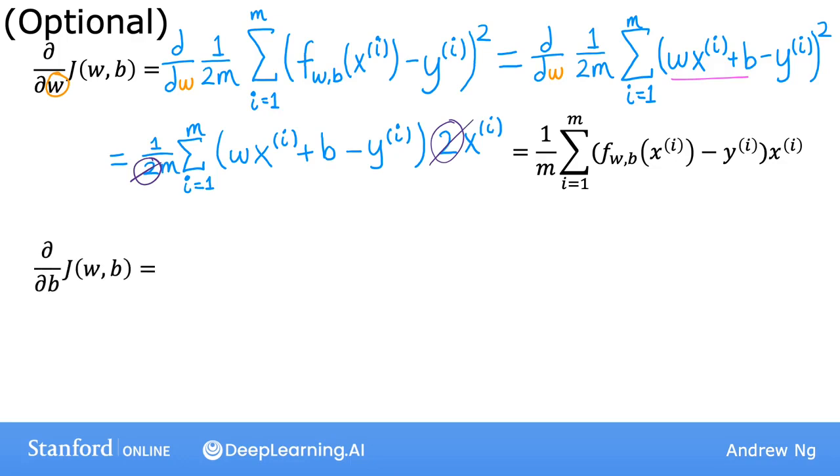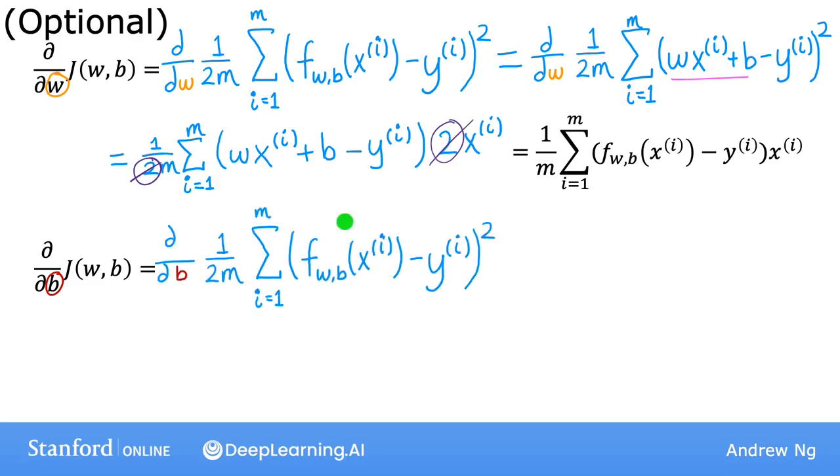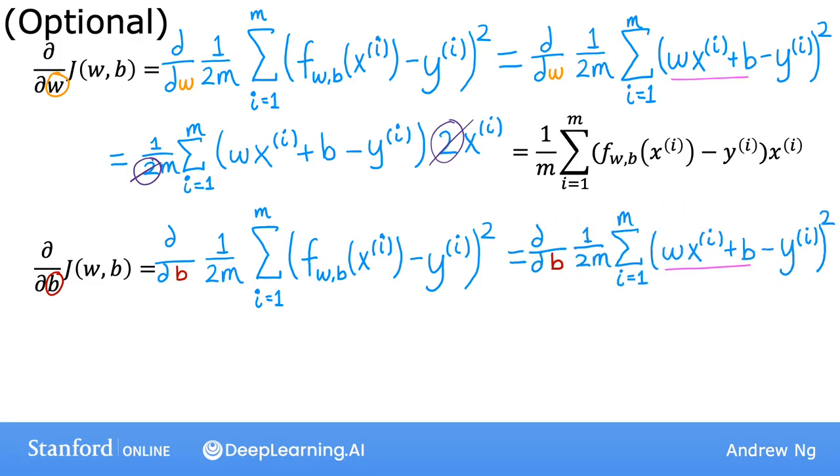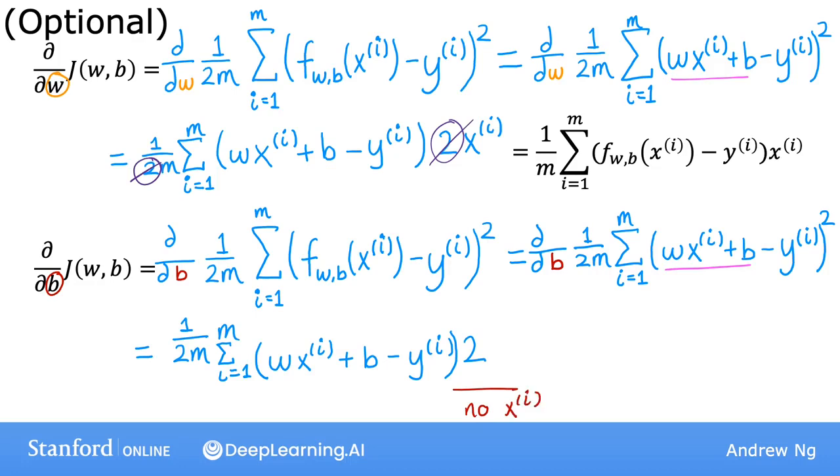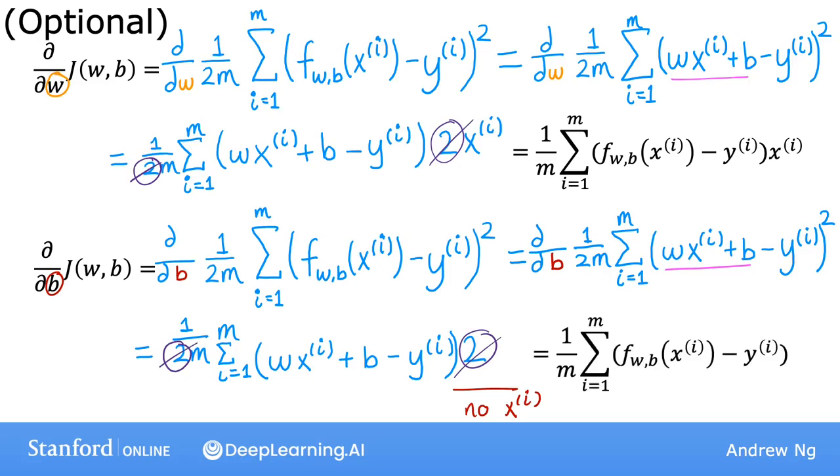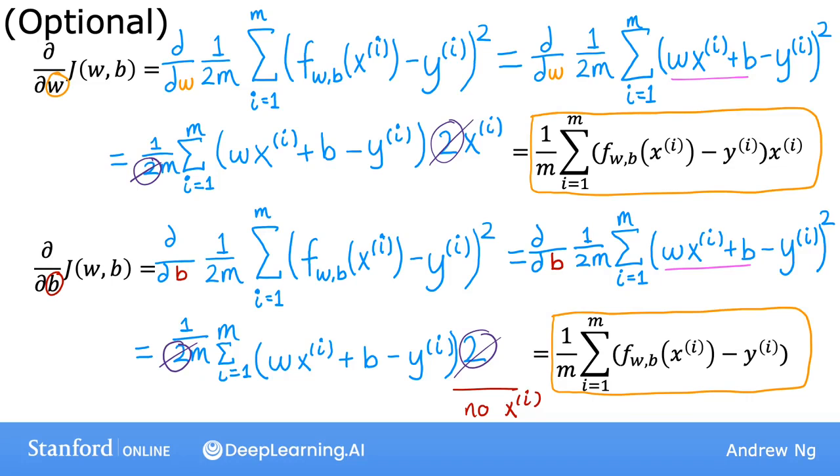For the other derivative with respect to b, this is quite similar. I can write it out like this, and once again plug in the definition of f of x^i, giving this equation. And by the rules of calculus, this is equal to this, where there's no x^i anymore at the end. And so the 2's cancel once more, and you end up with this expression for the derivative with respect to b. And so now you have these 2 expressions for the derivatives, and you can plug them into the gradient descent algorithm.